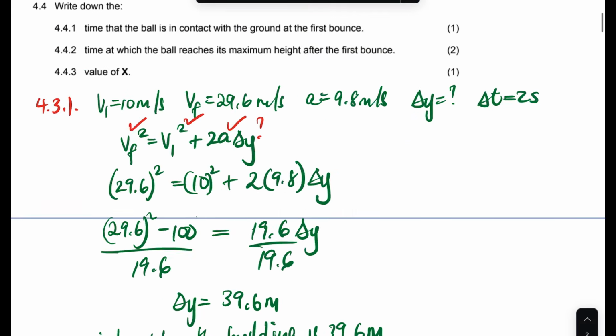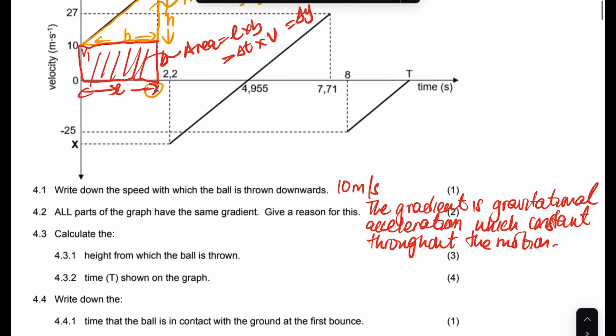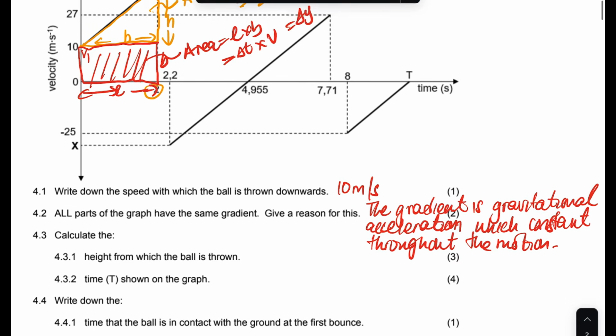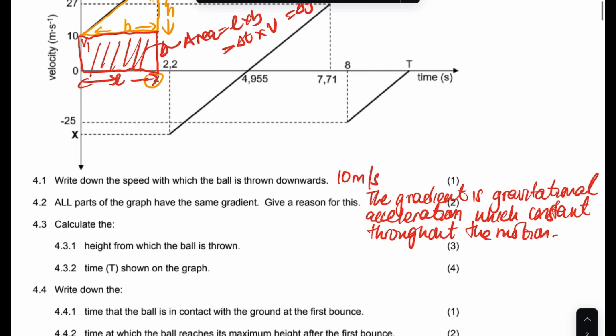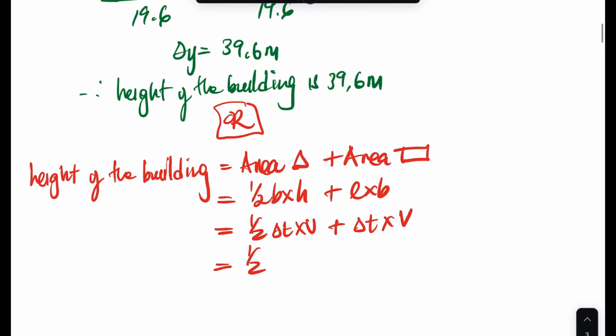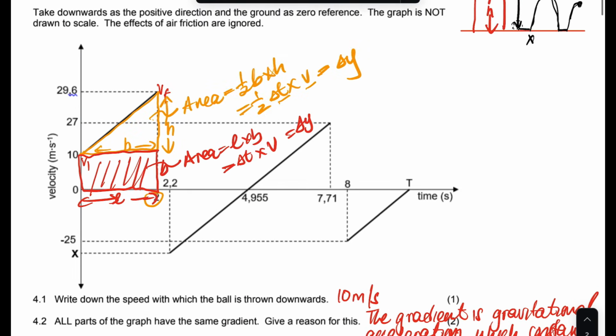In the triangle, what is the breadth? What is the breadth, or the base? The base is 2. If you're looking there, it's 2 from there to there. So it's going to be 2. And the velocity, from 10 to 29.6, so the difference from 10 to 29.6 is 19.6.